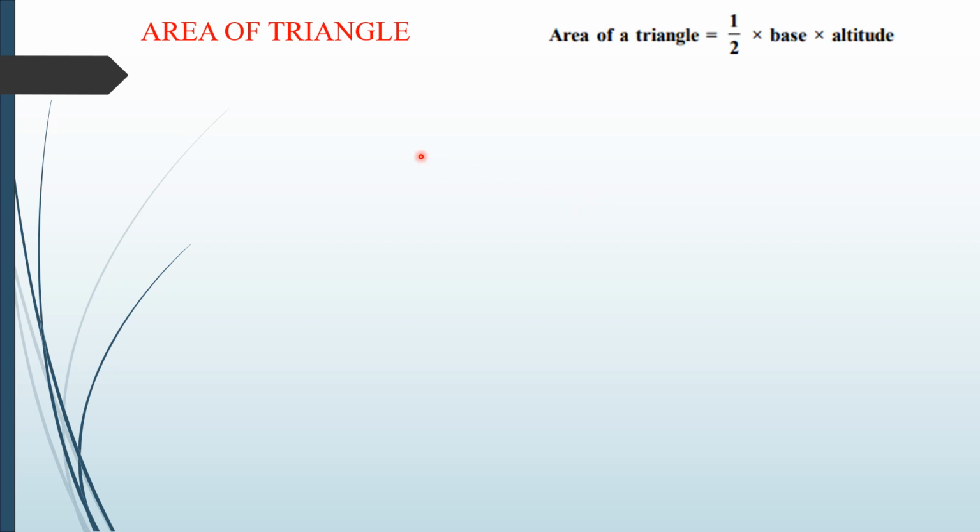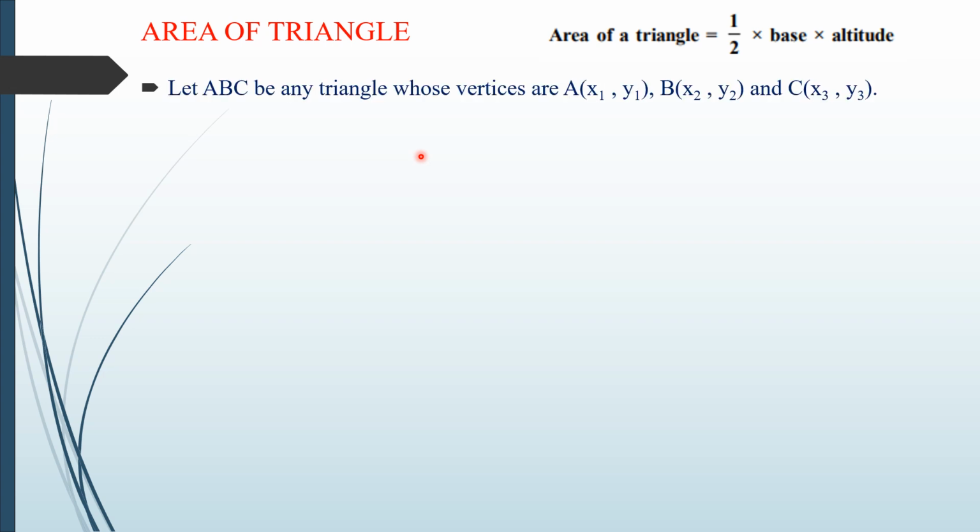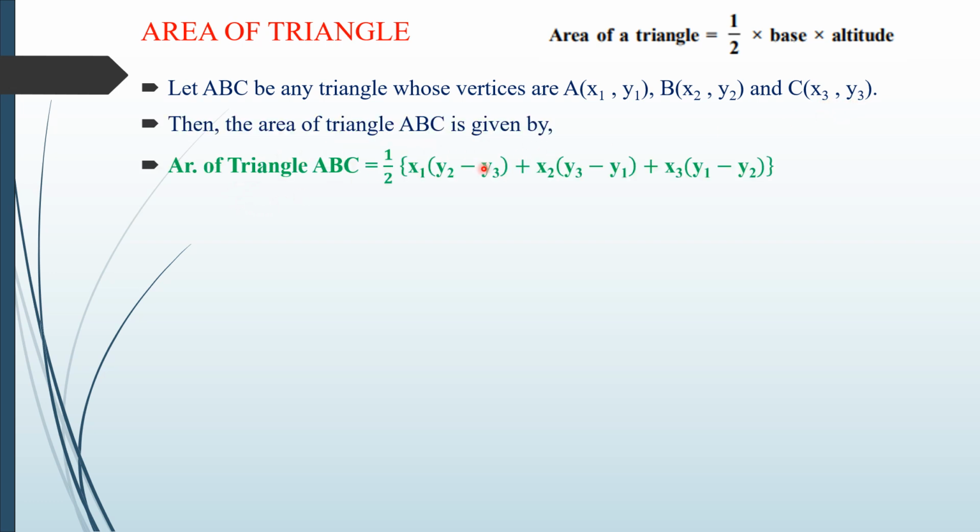Coming to the last concept of this chapter, that is area of triangle. We all know that the formula for area of triangle is half base into height. But when the coordinates of any 3 points are given, how do we find the area of the triangle when we connect those 3 points with straight lines? Let ABC be any triangle whose vertices are A, B and C, whose coordinates are x1, y1, x2, y2 and x3, y3 respectively. Then the area of that triangle ABC is given by this formula, that is 1 by 2 [x1 (y2 minus y3) plus x2 (y3 minus y1) plus x3 (y1 minus y2)].